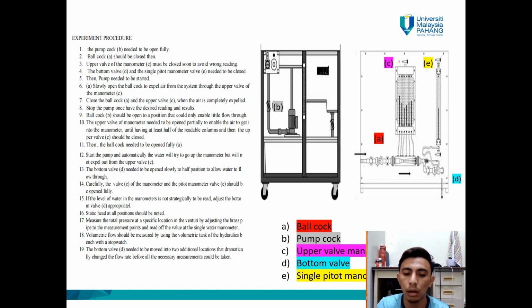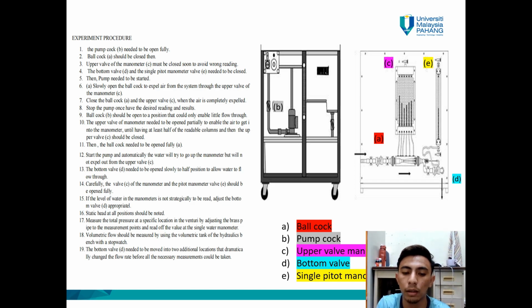After that, A should be opened to a position that only enables a little flow through, while C needs to be opened partially to enable air to get into the manometer, and then A needs to be opened fully. When the pump is started, water will automatically try to go up the manometer but not expel from the C. Then D needs to be opened slowly to half position to allow water flow through. Then C and E should be opened fully.